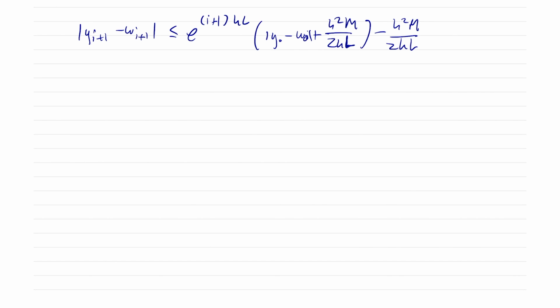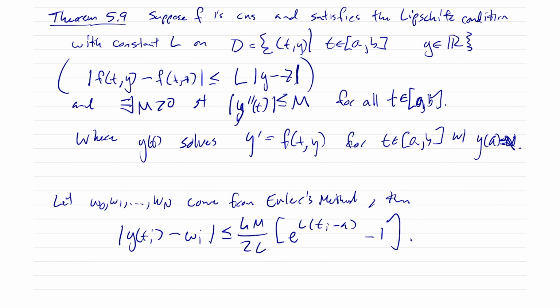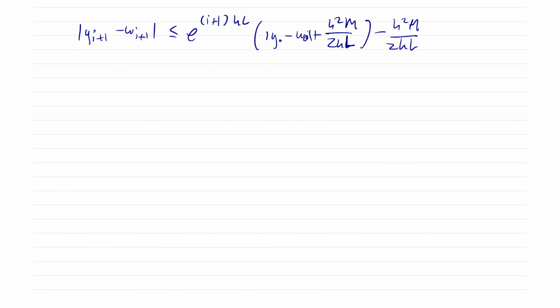This is pretty close to done. If you take a look at the theorem, more or less this is what we have, but notice that in this equation we don't have y_0 and w_0. But that's pretty simple. y_0 is equal to w_0, so guess what? This is 0.